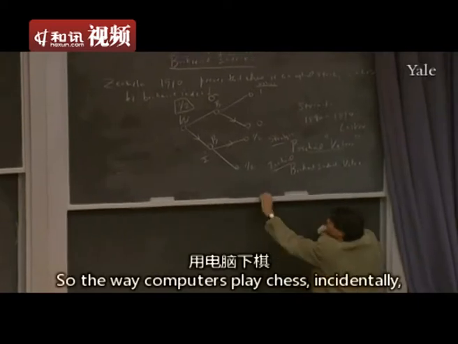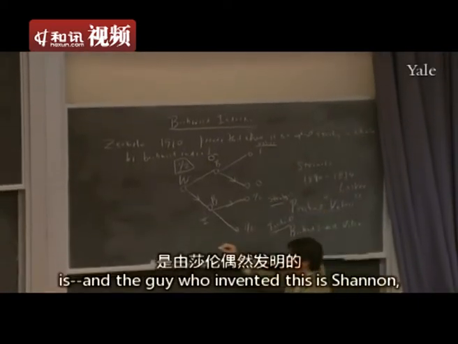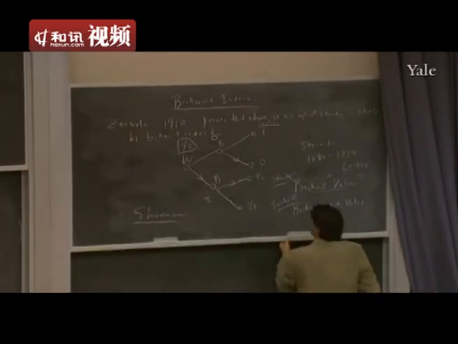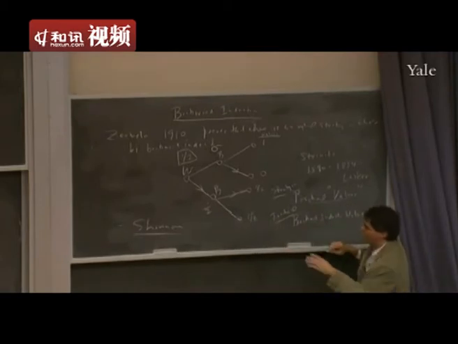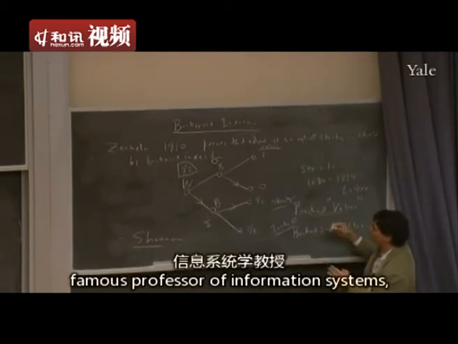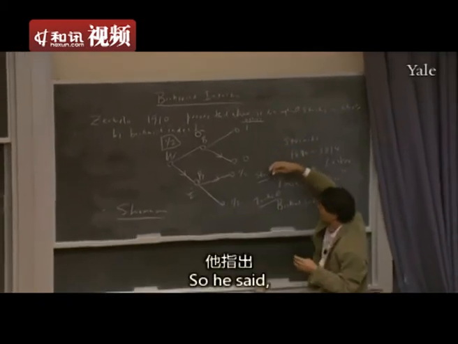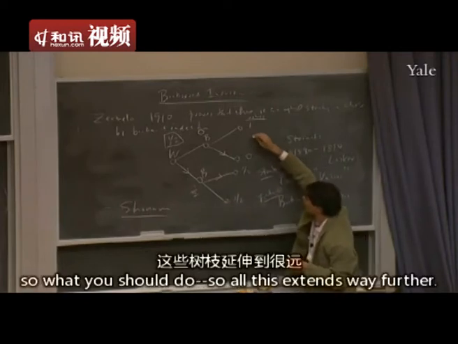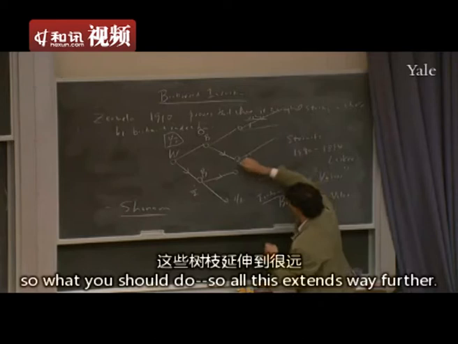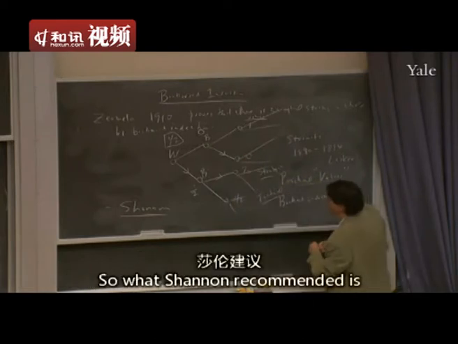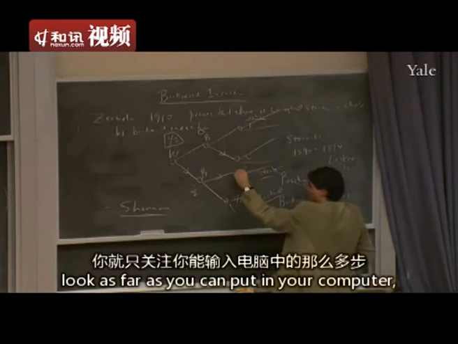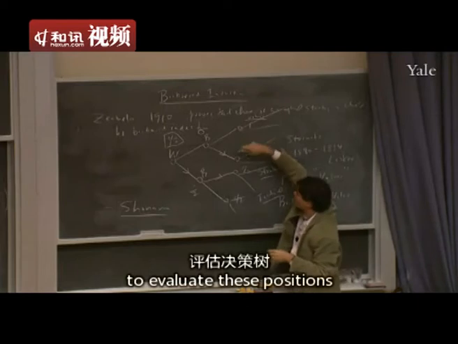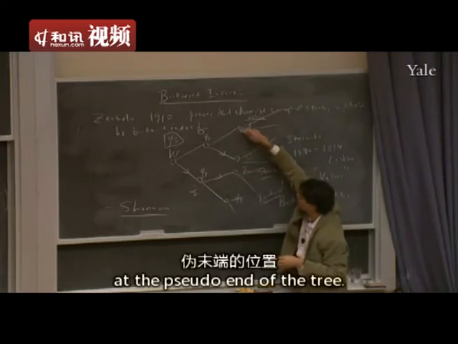So the way computers play chess, incidentally, and the guy who invented this is Shannon, a famous professor of information systems, an engineering professor. He said, well, you can't look at the whole tree, which is too long in chess. Maybe you can only look 2 moves deep. So what Shannon recommends is look as far as you can in your computer, and apply some positional thinking to evaluate these positions at the pseudo end of the tree.